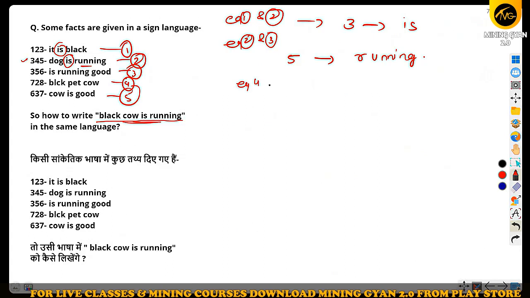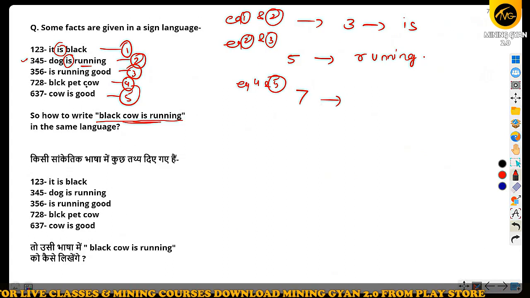Now 7, 2, 8 and equation number 4 and equation number 5. The number which is common is 7, and the word which is common in equation number 4 and 5 is cow. So the 7 is used for the cow.